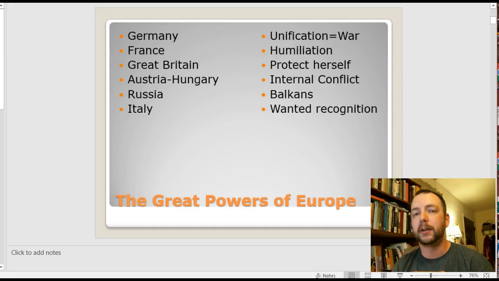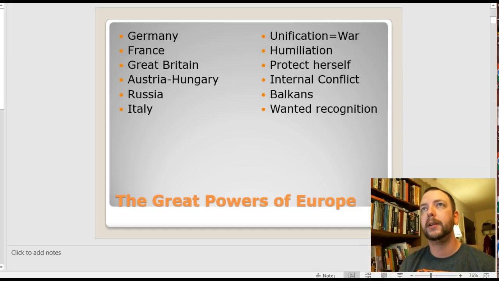Austria-Hungary has some internal conflict going on, and if we compare the map we just looked at to a map of today, we'll notice that there's probably close to 20 or so countries in the modern world that are all under this Austro-Hungarian Empire at the point. So there's a lot of ethnic tensions in the Austro-Hungarian Empire. So they have some internal conflict going on, and one way to combat internal conflict is to find an external threat, and in this case, going to war with one of these other countries would be a big external threat that they could unify behind.